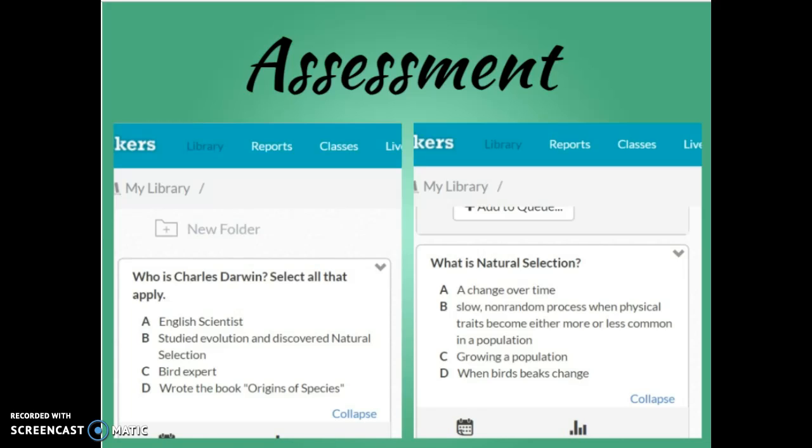Question 2. What is natural selection? A. A change over time. B. A slow, non-random process when physical traits become either more or less common in a population. C. Growing a population. Or D. When birds' beaks change.